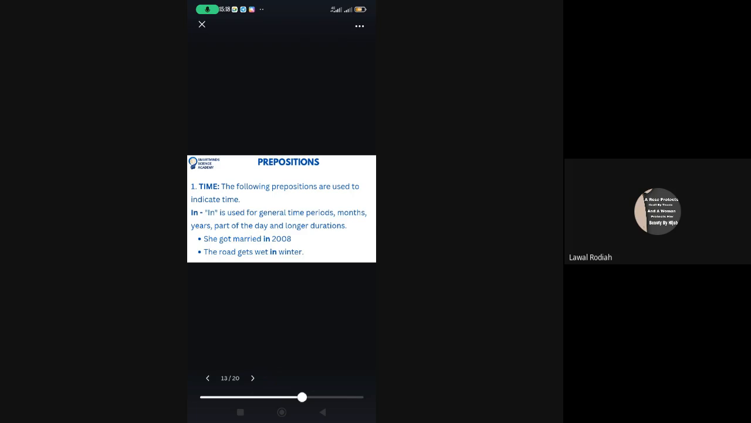So we have some examples. She got married in 2008. There is a specific year here, 2008. She got married in 2008, a general time period, month, year, part of the day, and longer duration. The road gets wet in winter.